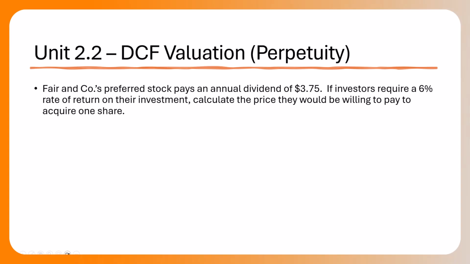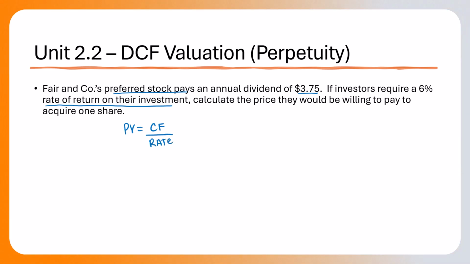A couple more problems here for this video. Fair & Co.'s preferred stock pays an annual dividend of 3.75%. If the investor requires a 6% rate of return on their investment, calculate the price they would be willing to pay to acquire one share. We know from the lecture that preferred stock is given by the perpetuity equation that says that the present value is equal to the cash flow simply divided by the rate.